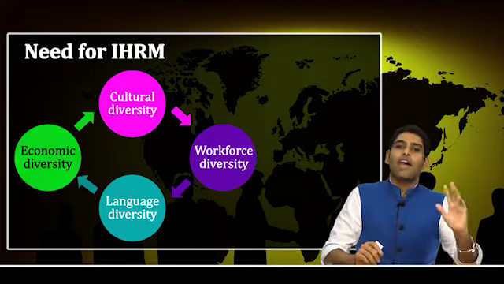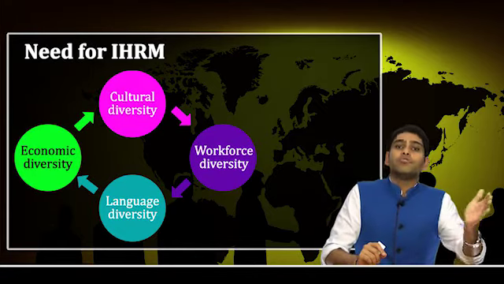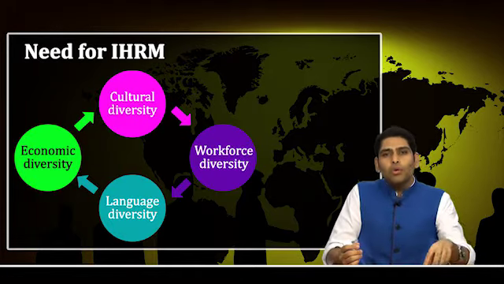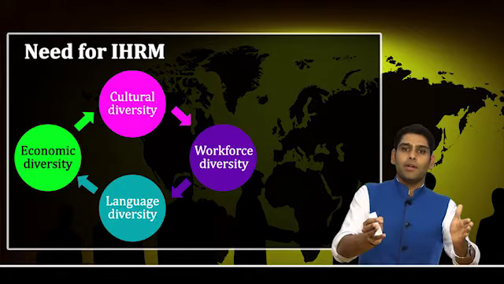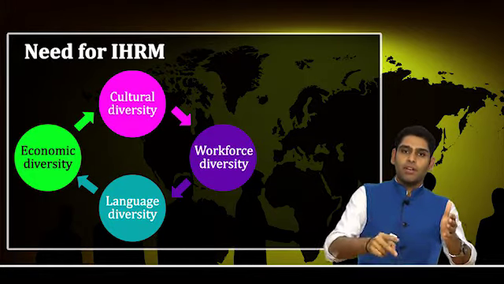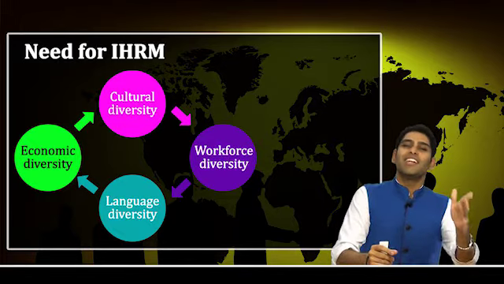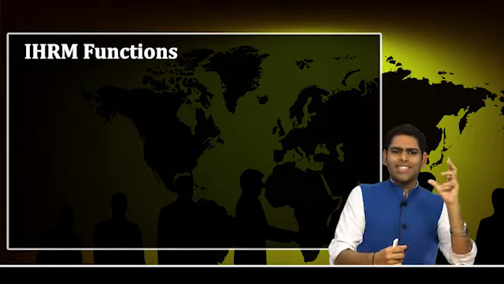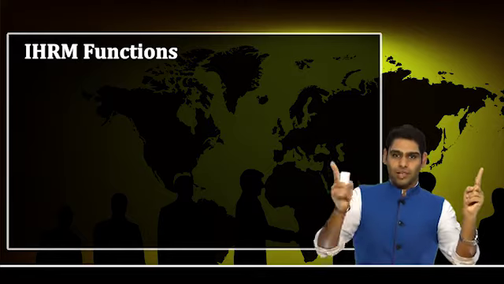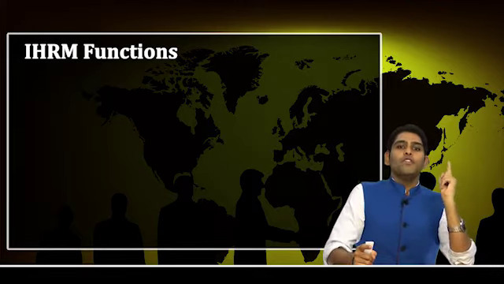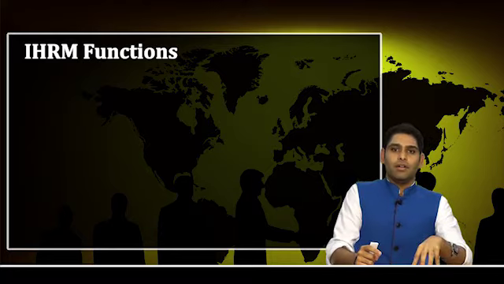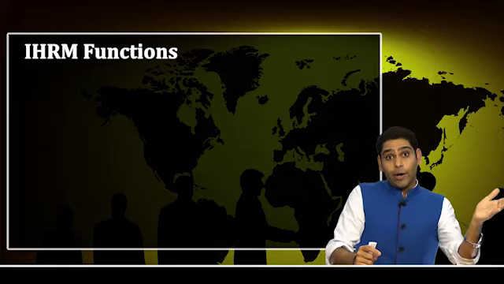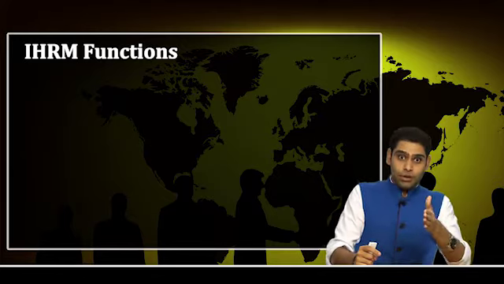Different languages, economic diversity. One may be extremely rich, one may be not very rich, one may be average. How do you deal with all of them sitting at one table, discussing one issue, having one objective, and that should lead to one result? You need IHRM. You have IHRM functions. What is the difference between HRM functions and IHRM functions? A lot of things you do not have to look at in HR, like adaptability, cultural preference, all these aspects, language, have to be looked at in IHRM.